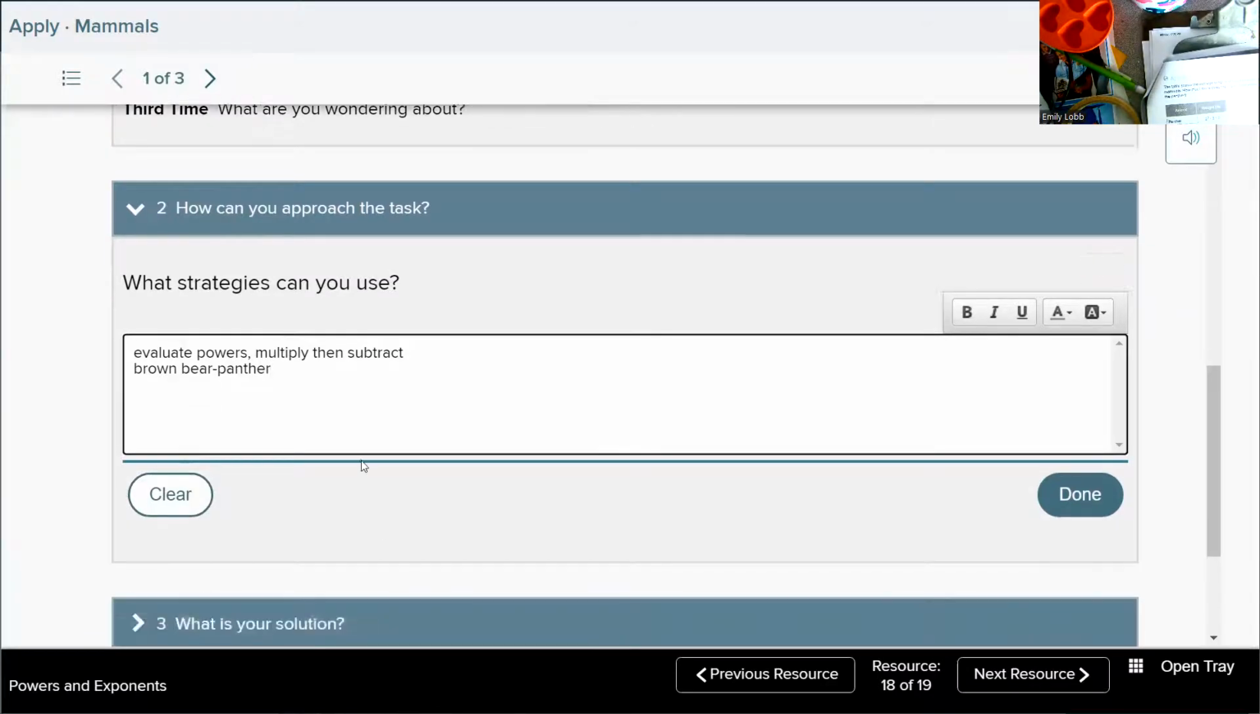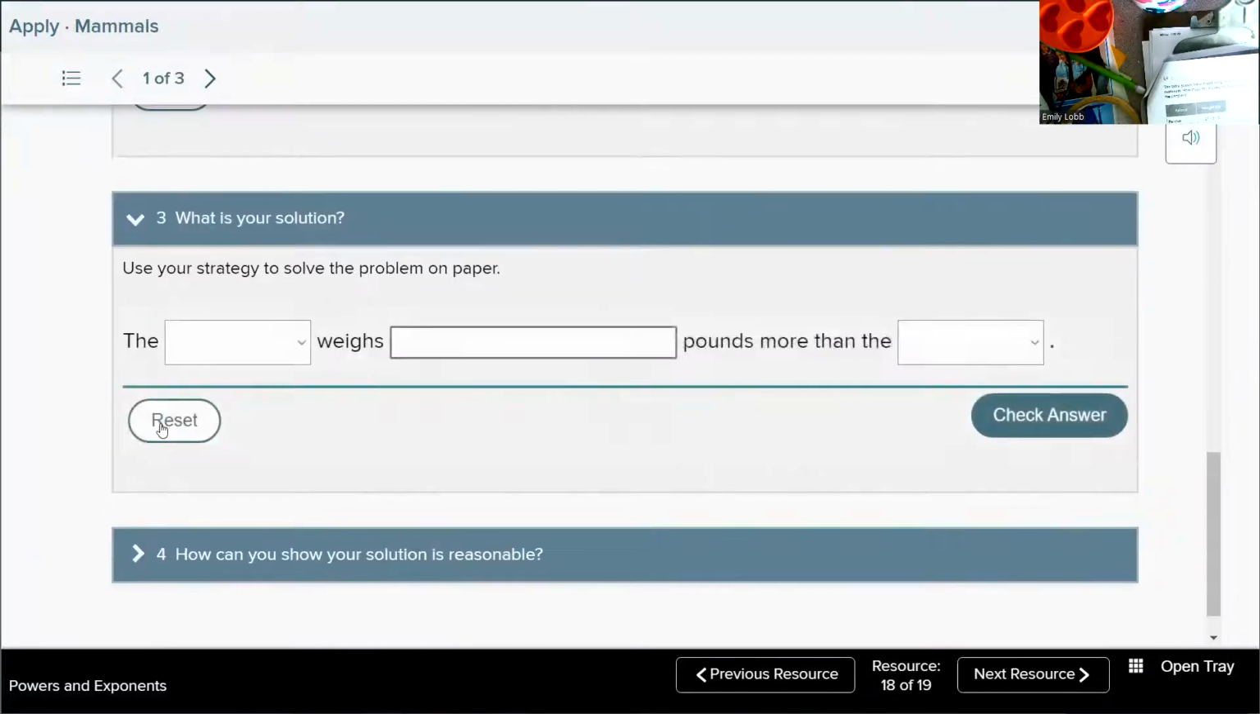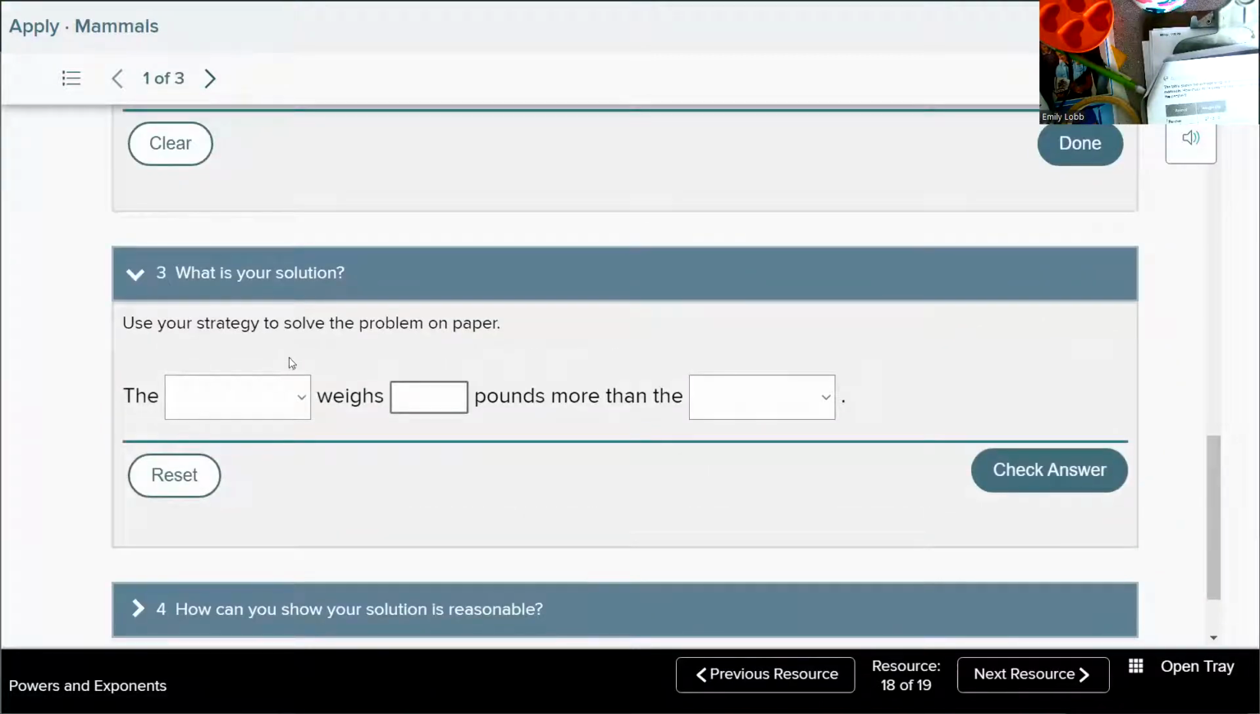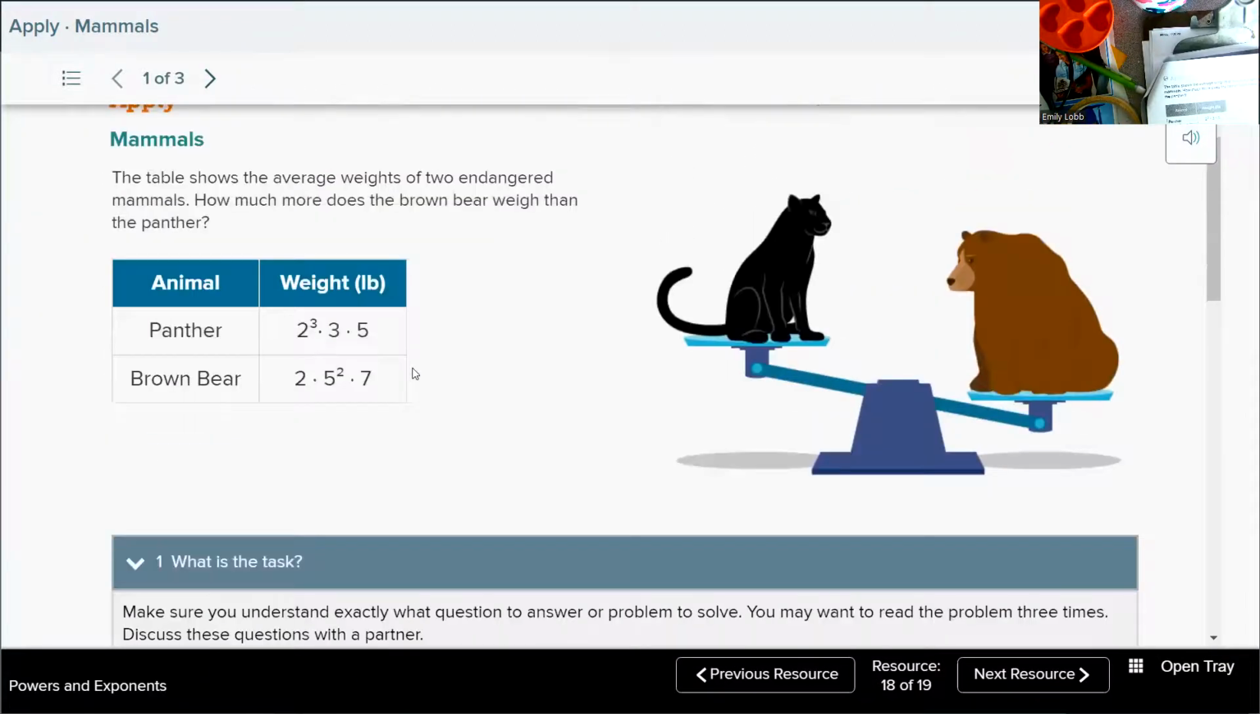So use your strategy to find this problem. We have to come up with the solution. The bear weighs how many more pounds? All right, so let's look at our weight. Remember, let's write out our powers.